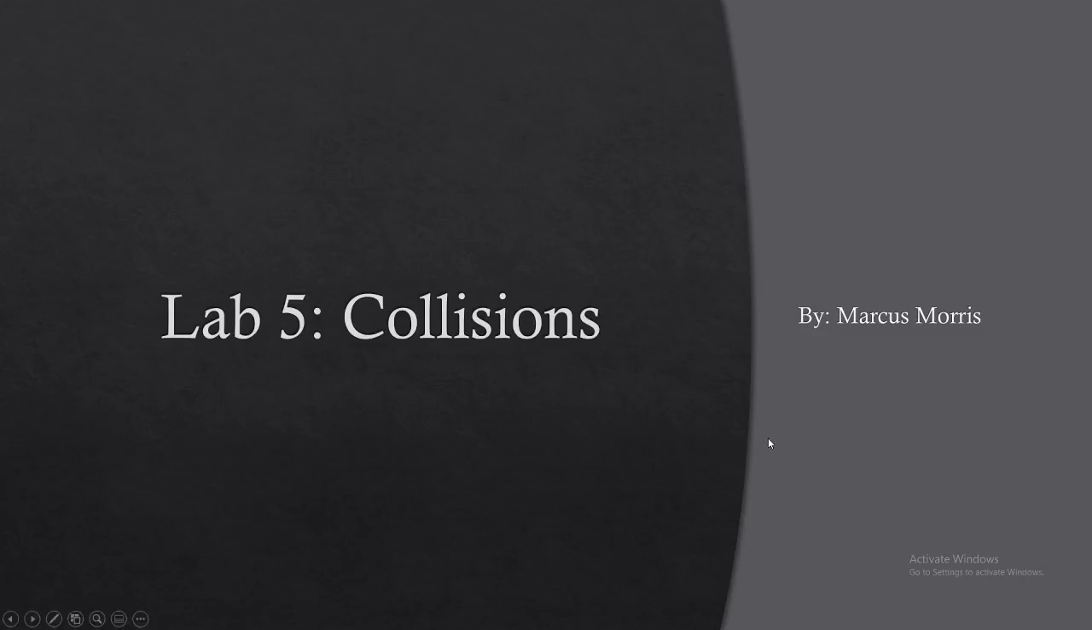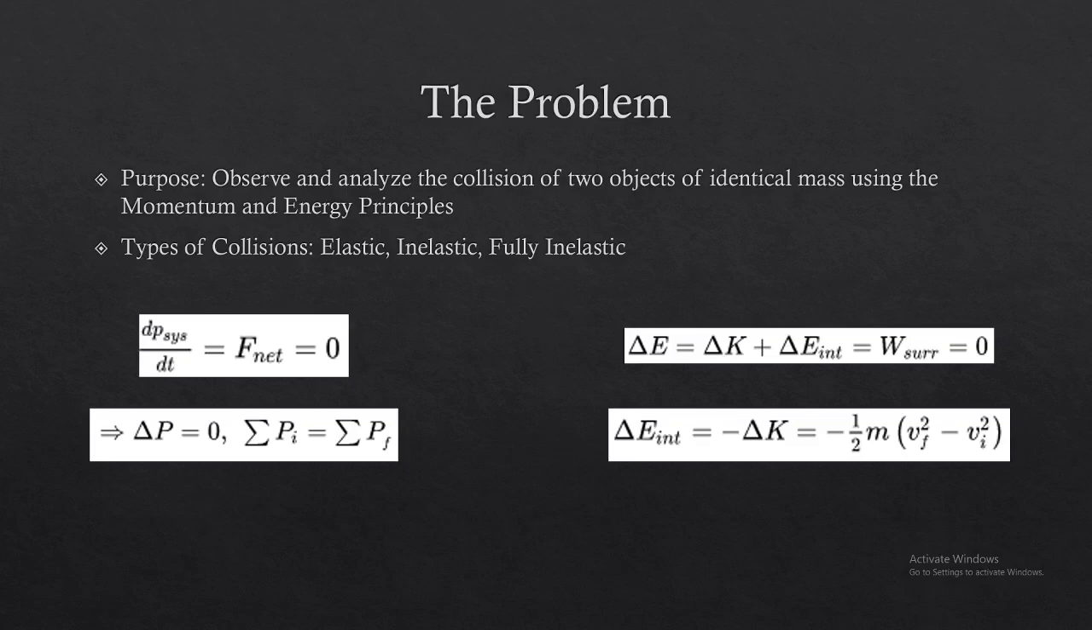Hello, today I'll be discussing Lab 5 titled Collisions. The purpose of this experiment is to observe and analyze the collision of two objects of identical mass using the momentum and energy principles. Specifically, we'll be determining the nature of the collision between two rubber balls.